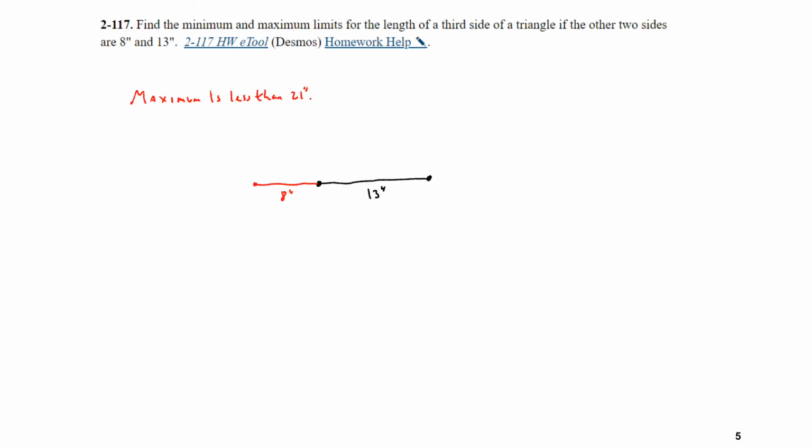And then for the minimum, if I took this 8 and rotated it back around until it laid flat on this side, then that would leave you with this little part right here, which would be 5 inches. So the minimum would be greater than 5 inches. And then that answers the question. Once again, looking for the max and min values of the third side of the triangle.